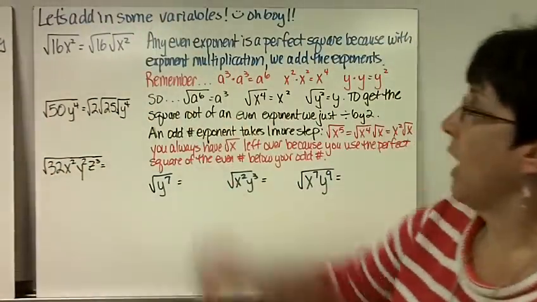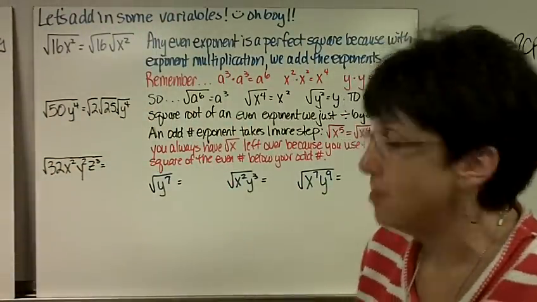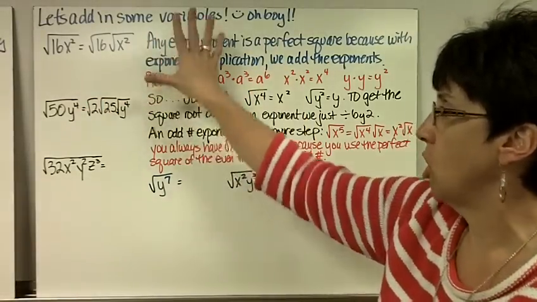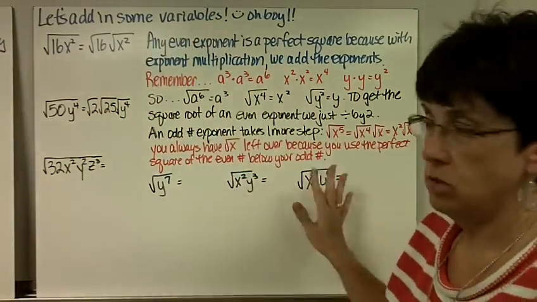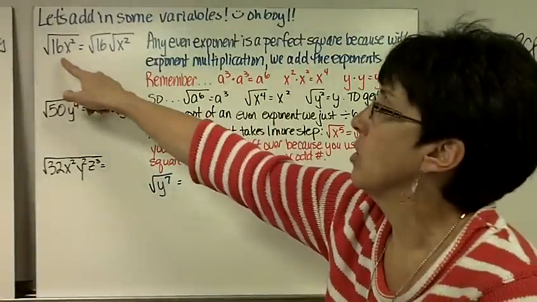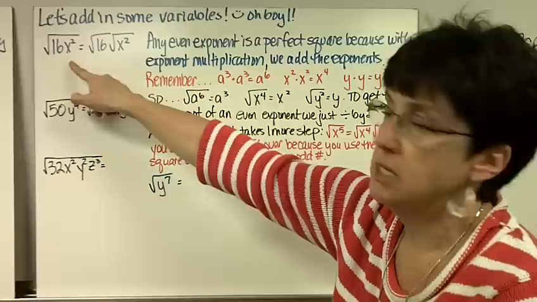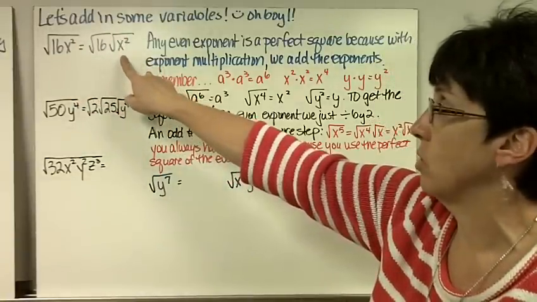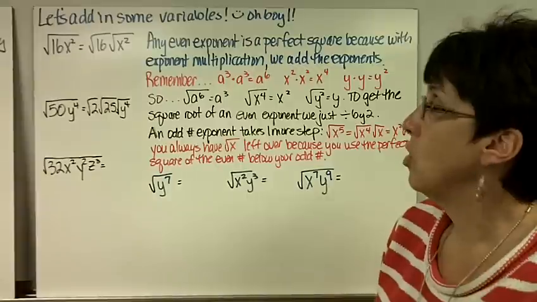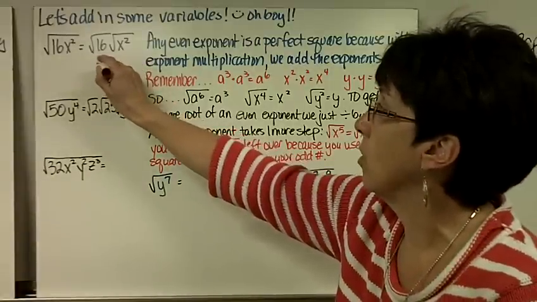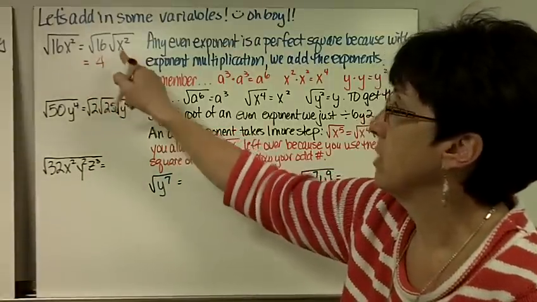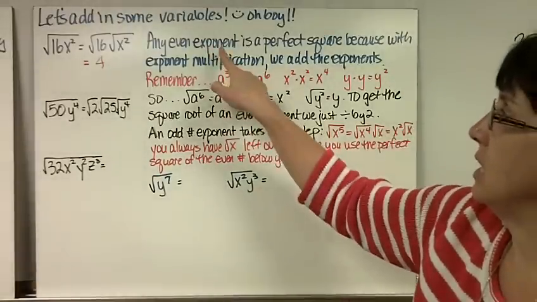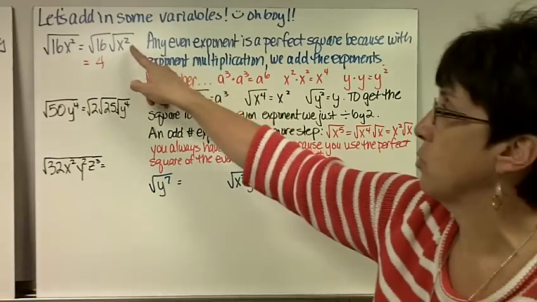All right, let's add in some variables. Oh boy. So here's our problem we're going to do, and then we're going to talk a little bit, and then we'll go do the problems. So the square root of 16 times x squared can be broken down to be the square root of 16 and the square root of x squared. Well, you know the square root of 16 is 4, but let's talk about why the square root of x squared is x. Any even exponent is a perfect square.